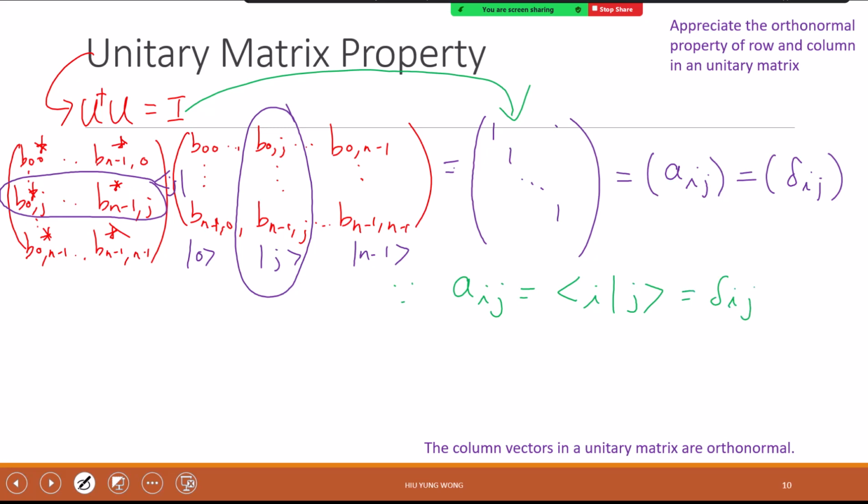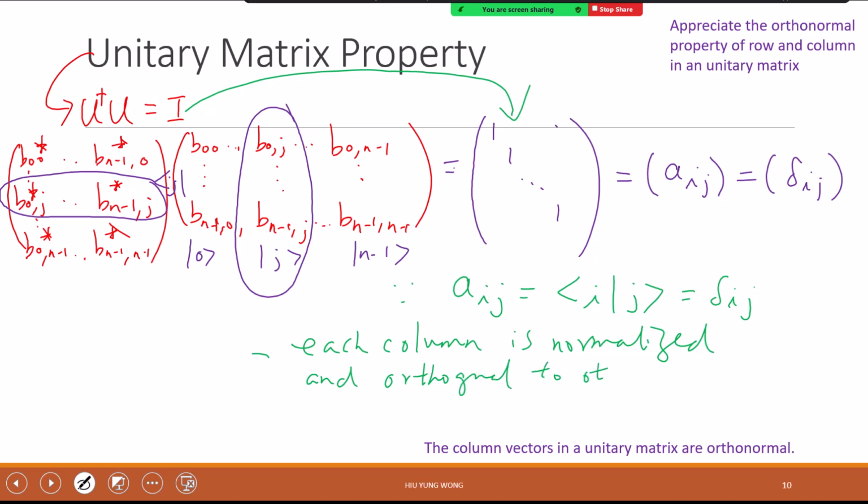So basically, it's saying that each column is normalized. Okay, so their length is equal to 1 in a unitary matrix. Okay, and also orthogonal to other columns. Yeah, because when you have a different column, it gets 0, right? And this is not just for the columns. You can do a similar proof to show that that is the same for the rows.